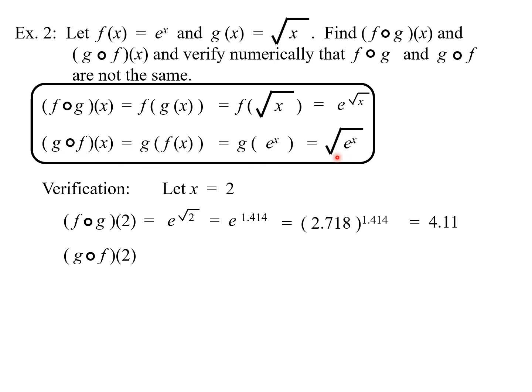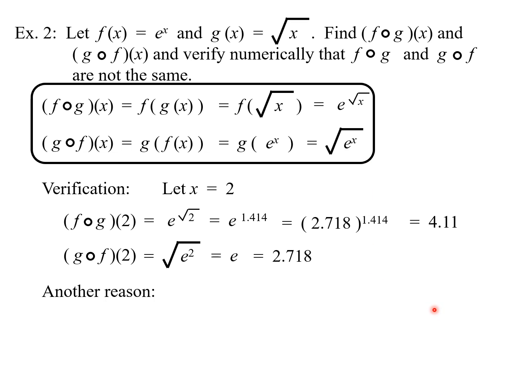G of f of x is the square root of e to the x. So that means that this is going to be e to the second power, which square root of something squared is just itself, and that is 2.718. And we can see that they are not the same. Okay, so it's verified, right?